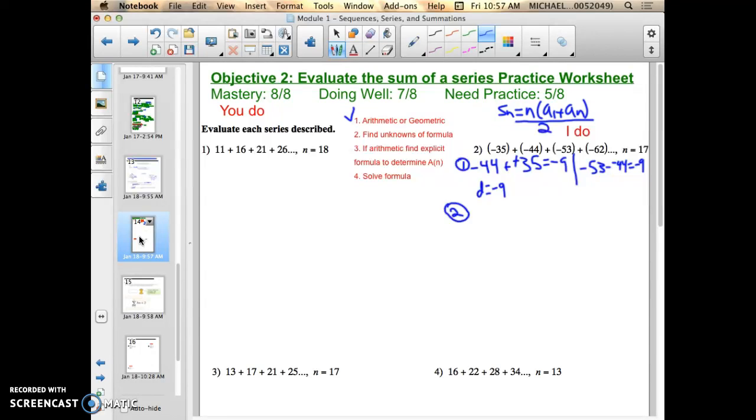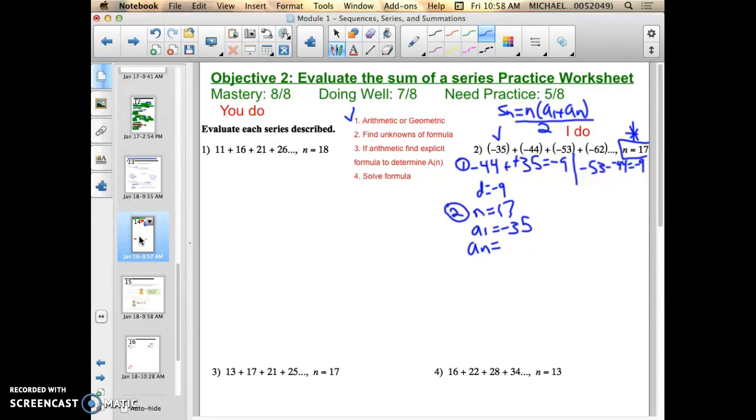Because it's arithmetic, that tells me which formula I need to use, and now it says find the unknowns of the formula. In this case, there are 3 unknowns: n, a sub 1, and a sub n. Alright, n and a sub 1 are pretty straightforward. n is given to me right here. It tells me 17. There's going to be 17 terms in this series. a sub 1 is also given to me right here. It's the first term listed, negative 35. But a sub n, I'm going to have to do some extra math. Alright, so that's what I put in step 3.